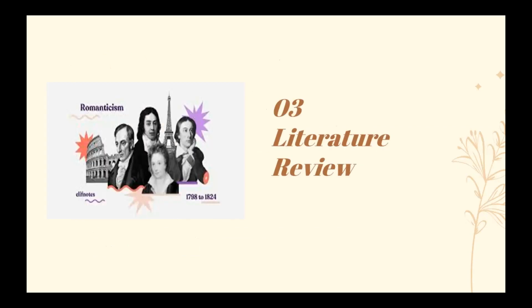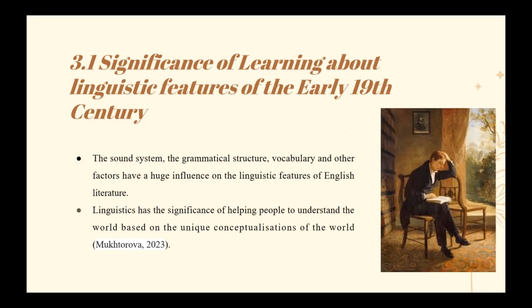The next part is about the literature review. As for the importance of learning about the linguistic features of the early 19th century, the sound system, the grammatical structure, the vocabulary, and other factors have a huge influence on the linguistic features of English literature. Linguistics has the importance of helping people to understand the world based on its unique conceptualization of the world.